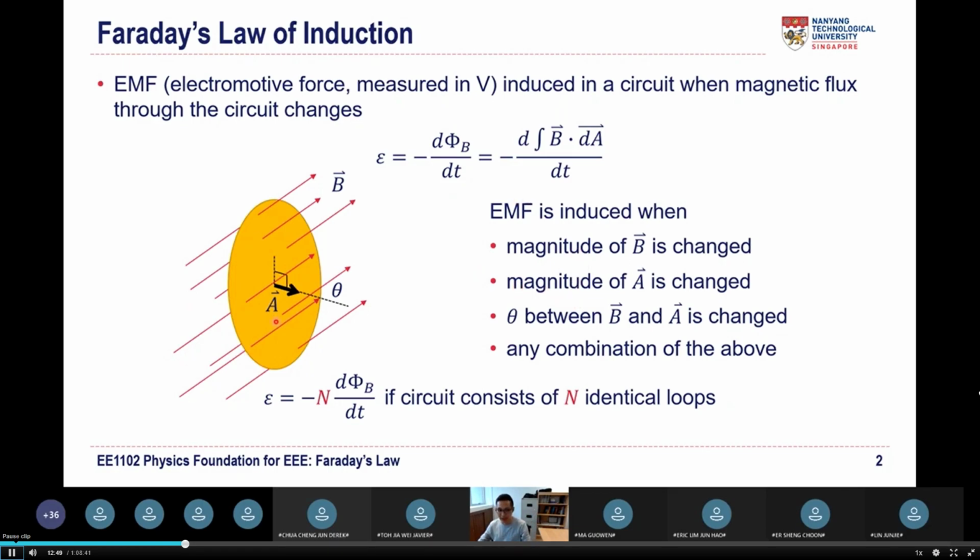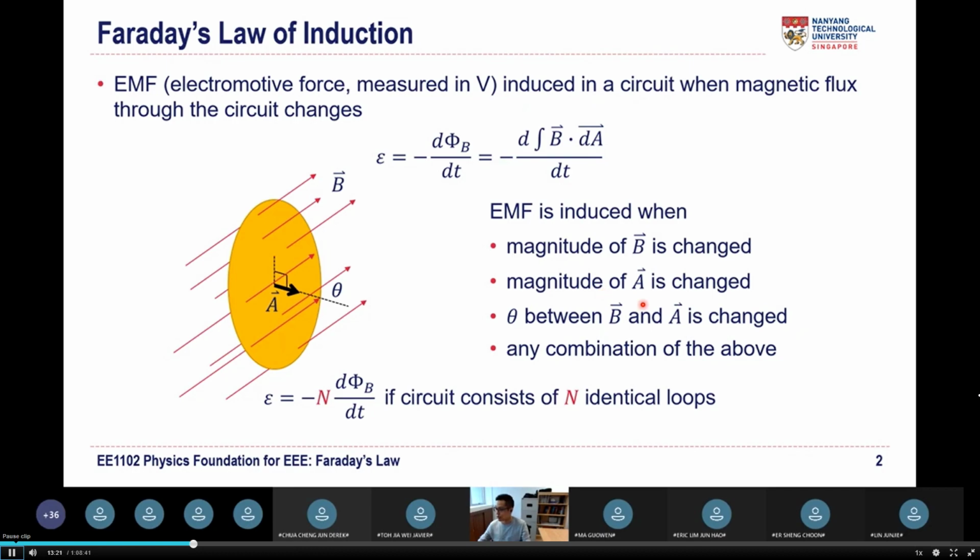Or we can try to change the area. How do we change the area? We can either reduce the circuit or, with time, it has to change with time. Of course, I have to keep emphasizing that. Or we can change the angle. When we change the angle, the effective area, the area that is perpendicular to the direction of B, is going to change, right? So that's also going to change this dot product, so that will also induce EMF.